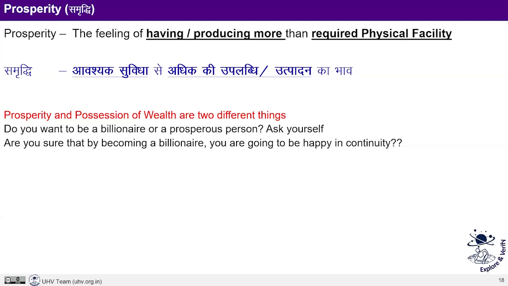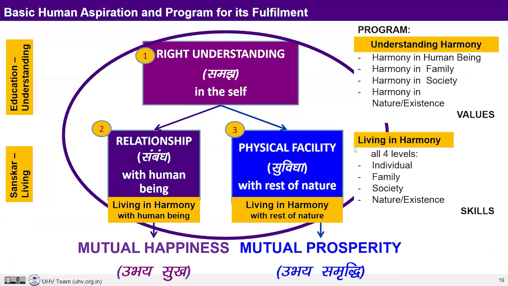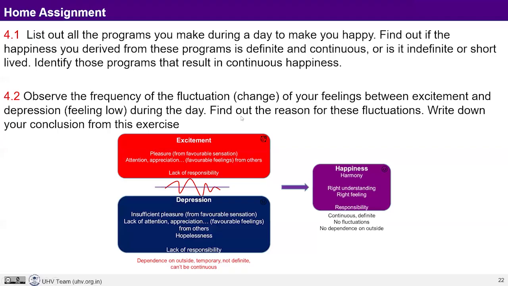Are you sure that by becoming a billionaire, you are going to be happy in continuity? So this part has been added. Rest of the things are the same. Then we can again reiterate this. And then we can sum up. The sum up is something similar. I will not go about reading it. And then the home assignment.